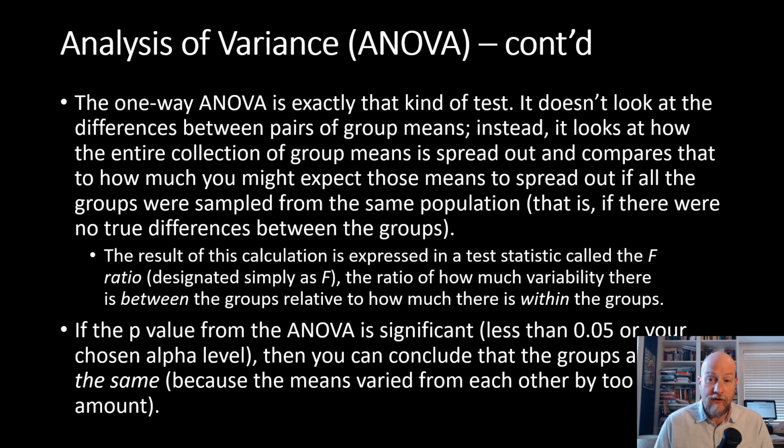So the ANOVA is exactly the kind of test we need when we have more than two groups that we're comparing to one another. It does not look at the differences between pairs of group means. It doesn't compare A to B or B to A or C to A as you would with three independent simple t-tests, for example. It looks at the entire collection of all the means across all the groups, all the conditions, the experimental conditions, and compares how much they spread out from one another compared to how much spread there is within the groups. So this is an important concept I want to stick with for just a moment.